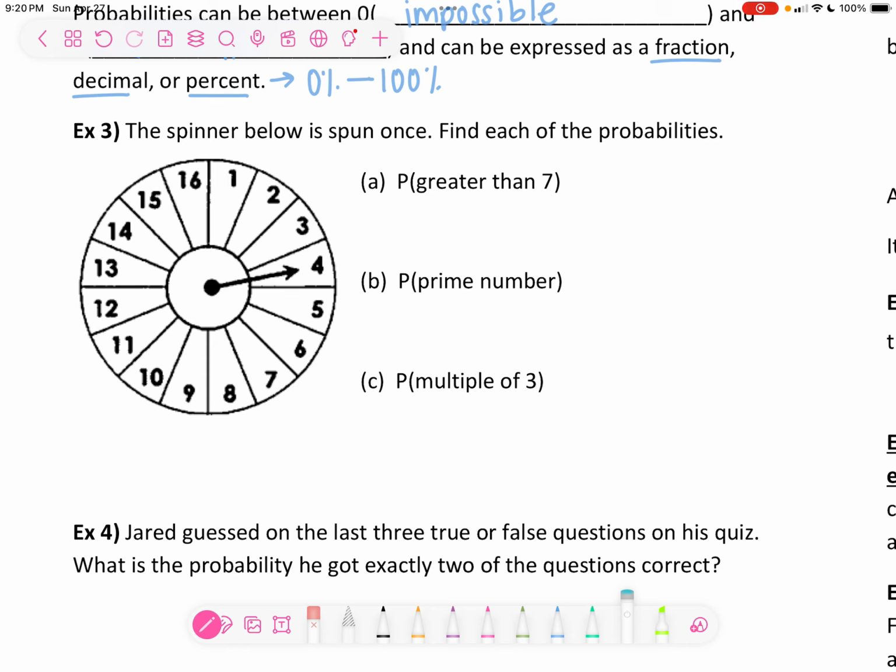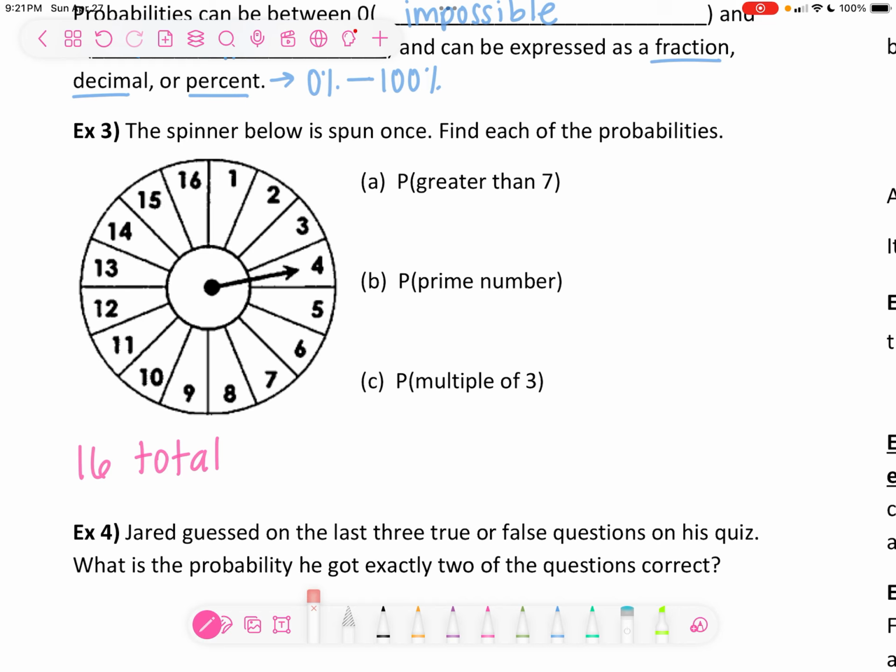So we want to find a couple different probabilities. To find these probabilities, we have to figure out the desired outcome, right? How many outcomes are there in that desired outcome over the total possible outcomes? Well, the total is pretty easy to find here. It's the numbers 1 to 16, so there are 16 total. There's 16 total outcomes.